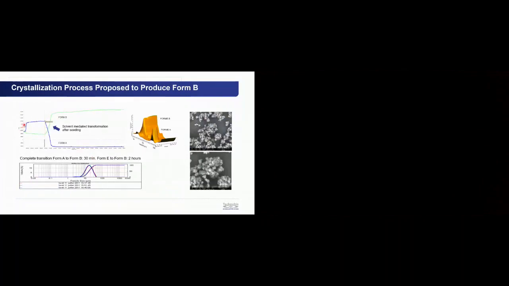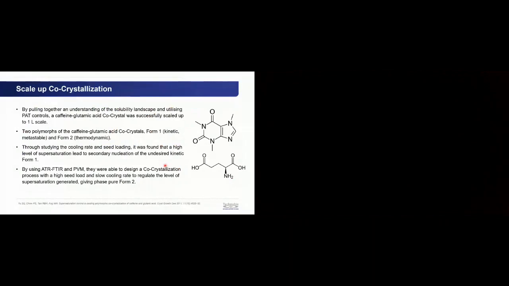As I said, you can track this in real time. So you have form A being formed, and eventually over time this converts, with a decrease in a specific peak, and then an increase in your form B peak. And you're able to track the formation of your co-crystal, in this case form B, in real time. So just an example of being able to pull these understandings of the solid form landscape and pulling PAT controls.